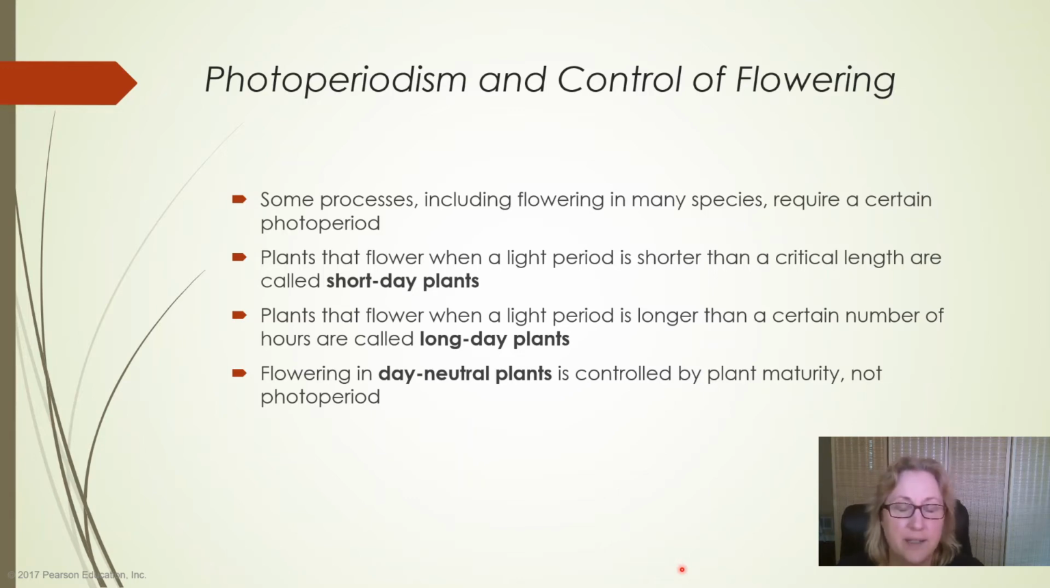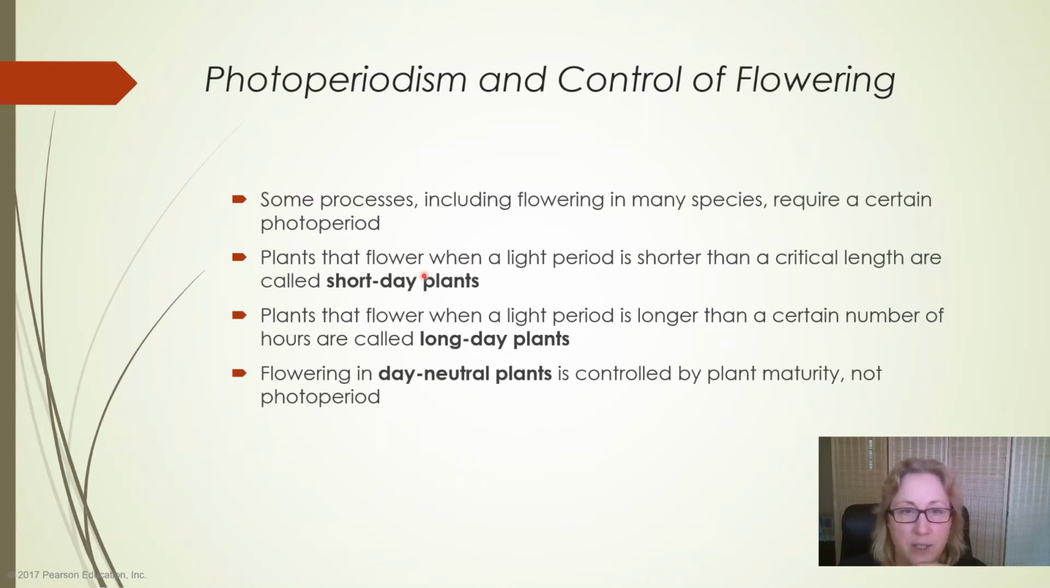There are also plants that are what are called day neutral, which produce flowers and fruit in response to the plant's own internal maturity, and it has nothing to do with day length. Like tomatoes are like that. Tomatoes are day neutral, so that also means that you can grow them anywhere because they don't care how long the day or the night is.